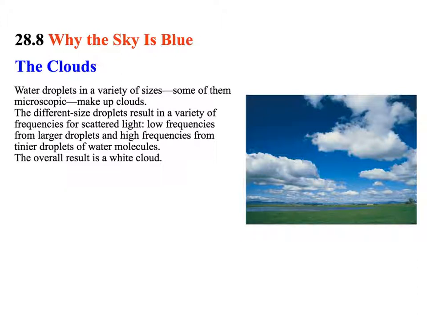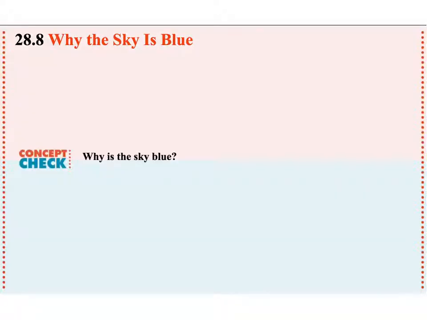Water droplets in a variety of sizes, some of them microscopic, can make up clouds. The different sized droplets result in a variety of frequencies for scattered light. Low frequencies from larger droplets and high frequencies from other droplets of water molecules. The overall result is a white cloud because it's scattering all the light. So why is the sky blue?